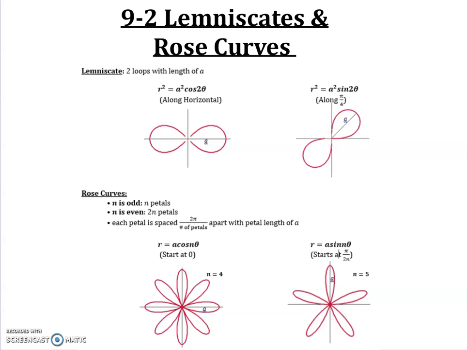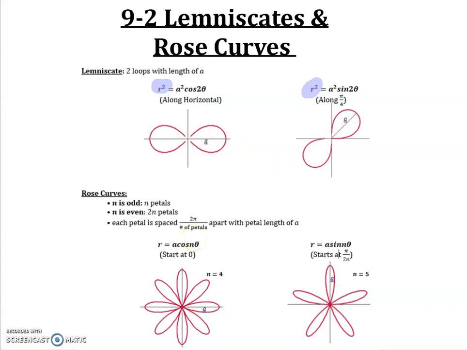A lemniscate is a figure 8, okay? I like to say that in my head: lemniscate, figure 8. It's pretty cool. You know it's a lemniscate when r is squared. Cosine lemniscate starts at 0 along the horizontal axis, and sine is along pi over 4. You're going to know A, and A is just the length of your lemniscate.